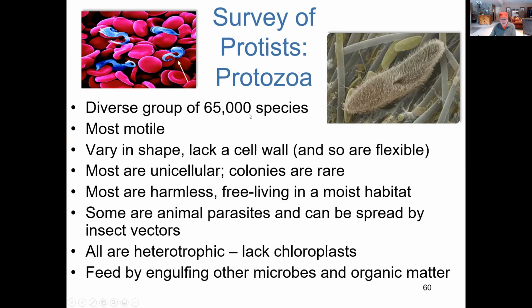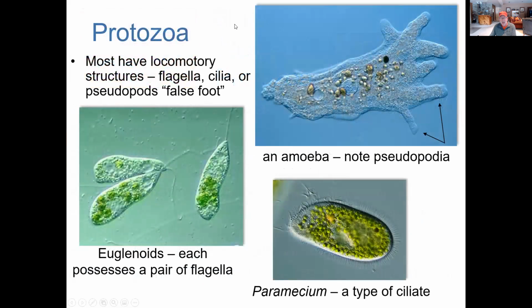65,000 species. It's probably at least 50% more than that by now. Very motile. Well, what characterizes protozoa, as I said a moment ago, is the fact that many of them are quite motile. And we see a couple photos here of a group of Euglena, which you can tell are green. So they, again, are autotrophic, but can also take in food, so are heterotrophic.